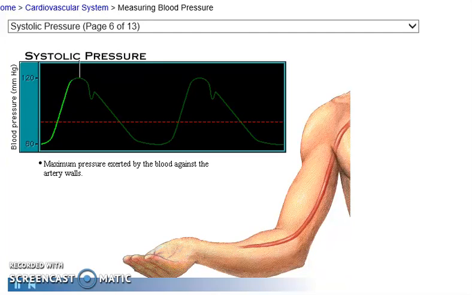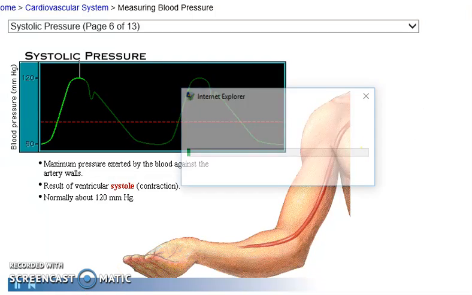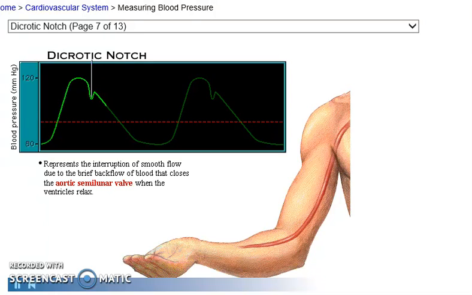Systolic pressure is the maximum pressure exerted by the blood against the artery walls. It is the result of ventricular systole, contraction, and is normally about 120 millimeters of mercury. Smooth flow is due to the brief backflow of blood that closes the aortic semilunar valve.